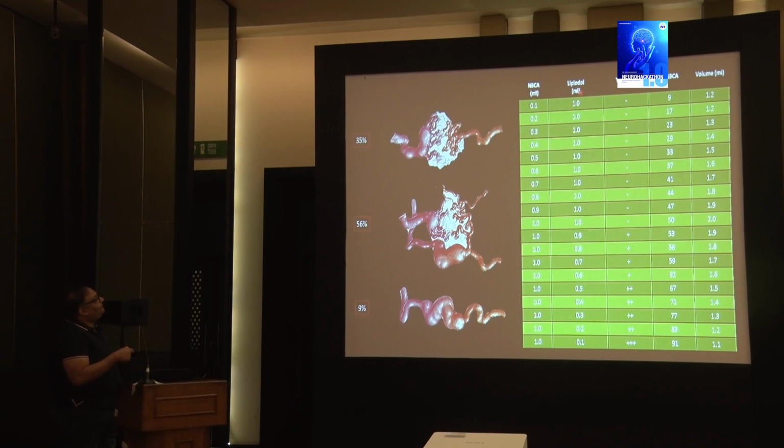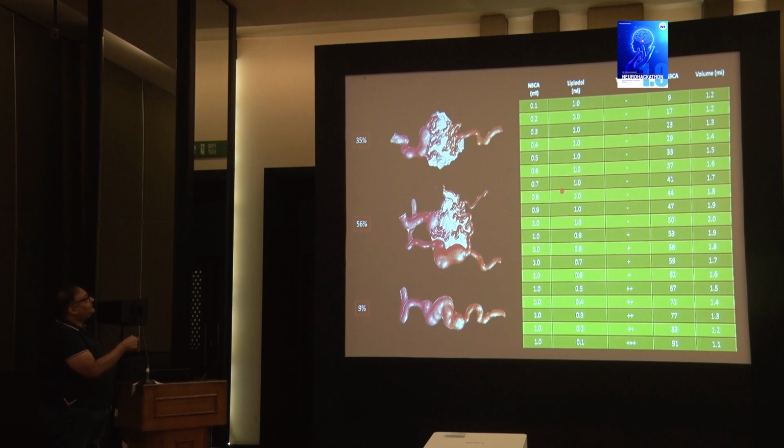we keep the volume of lipiodol initially constant. So for example, if you take 1 ml of lipiodol and you add 0.1 ml of NBCA to it, the kind of glue percentage you are going to get is 9%. And subsequently, as you reach 1 and 1, you are going to reach somewhere near 50%. Beyond 50%, we keep the amount of NBCA constant and we start reducing the concentration of lipiodol, so that we can get a glue concentration of approximately 91%.